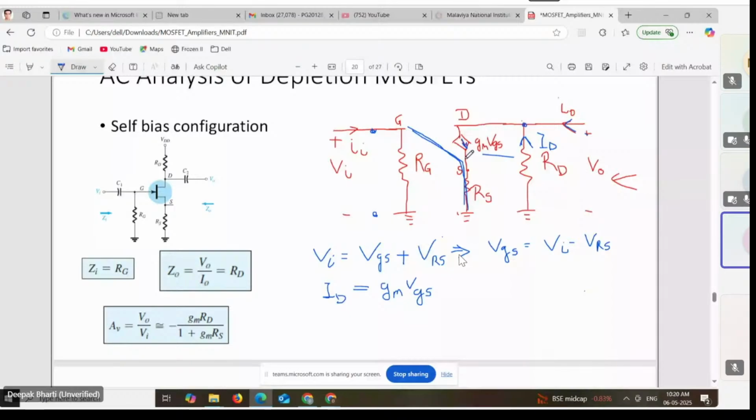And what is VGS? We already know from the previous equation that it is VI minus VRS. Now what is VRS? It is ID times RS. So ID is equal to gm times VI minus ID RS.